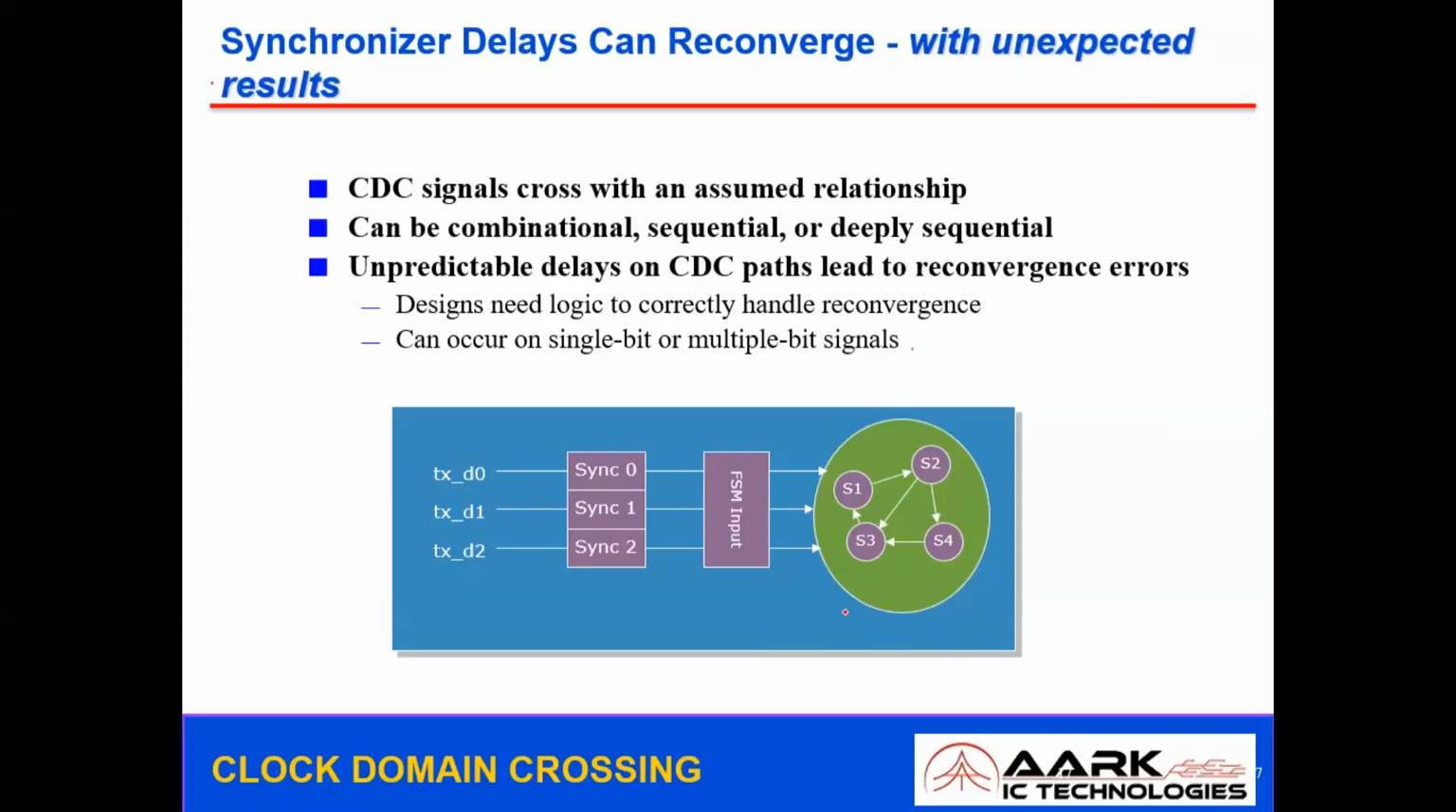Unpredictable delays on CDC paths lead to reconvergence errors. So designs need logic to correctly handle reconvergence. It can occur on a single bit or multiple signals. When you are passing the data, if you look at this particular data, when you are synchronizing, this data is corrupted. If you observe carefully, this particular bit has changed to 0. The rest are all the same, and this might lead to a metastable condition. So this might lead to an error.